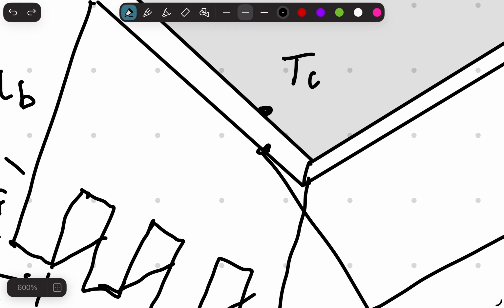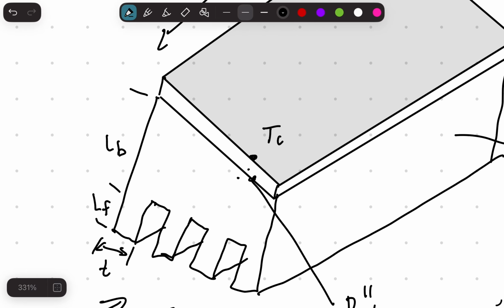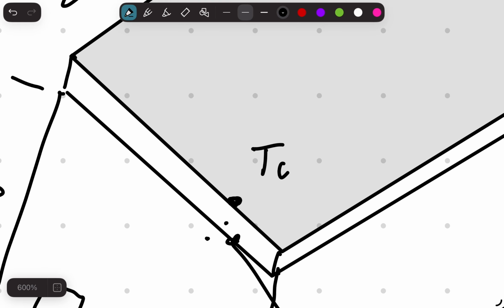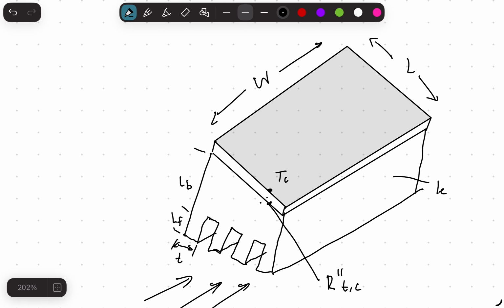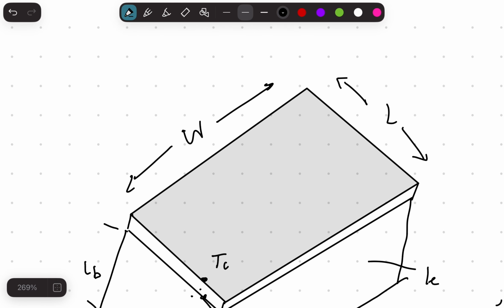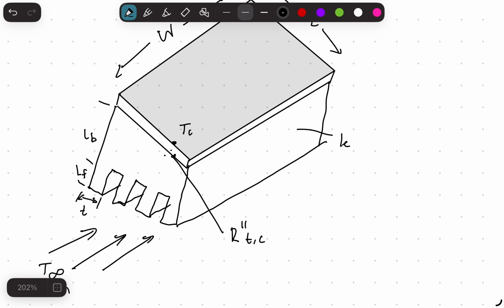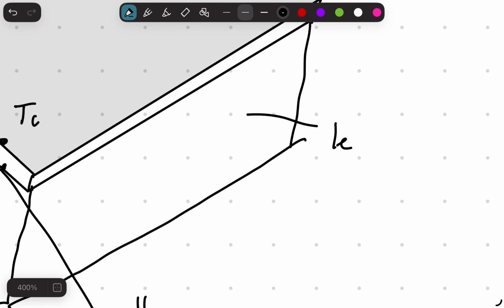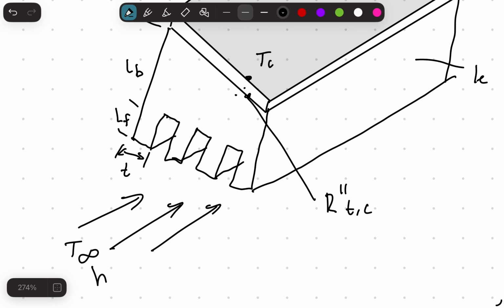Right here is two different materials, so there's a contact resistance between them, a thermal contact resistance, and then on the top we have the temperature of the chip. This example, of course, is the computer chip with multiple fins, and then you have width and length for the area. And right here you have a thermal conductivity for this material.